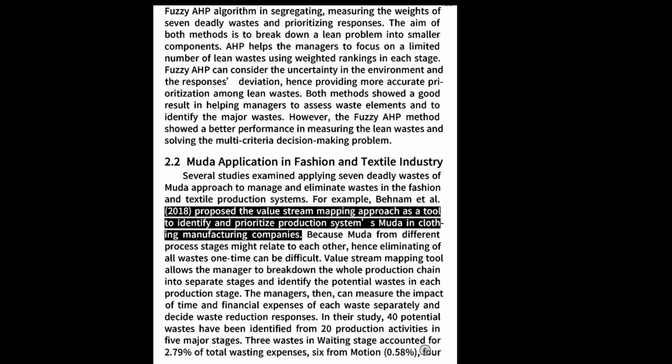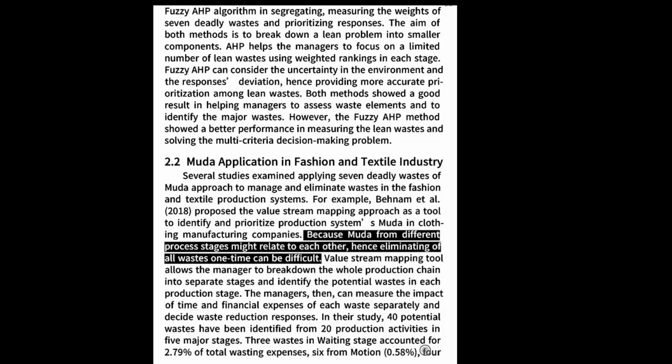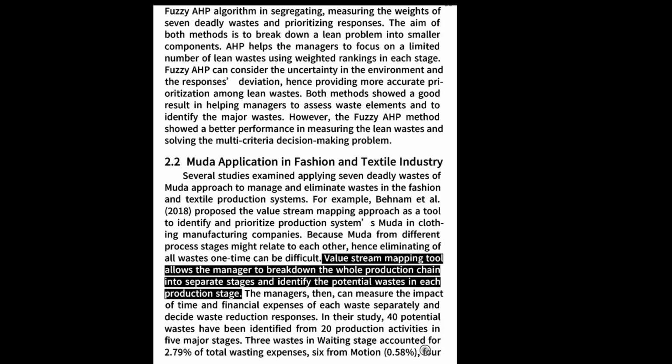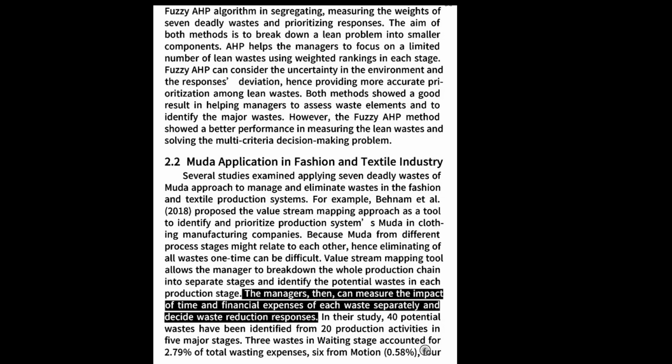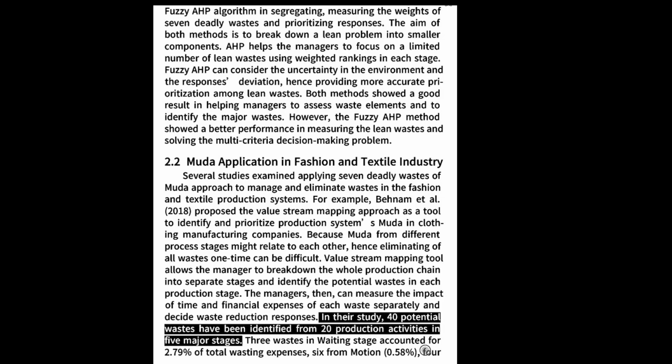2018 proposed the value stream mapping approach as a tool to identify and prioritize production systems Muda in clothing manufacturing companies. Because Muda from different process stages might relate to each other, eliminating all wastes at one time can be difficult. The value stream mapping tool allows the manager to break down the whole production chain into separate stages and identify the potential wastes in each production stage. The managers, then, can measure the impact of time and financial expenses of each waste separately and decide waste reduction responses. In their study, 40 potential wastes have been identified from 20 production activities in 5 major stages.